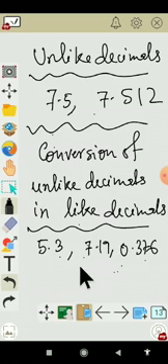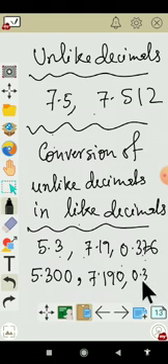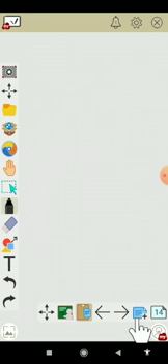So now we have to make the same number of decimal places by putting 0 after the last digit of the number. Here the maximum is 3 decimal places, so write down each number with 3 decimal places. So this will be converted into like decimals. Now we can add and subtract these decimal numbers.